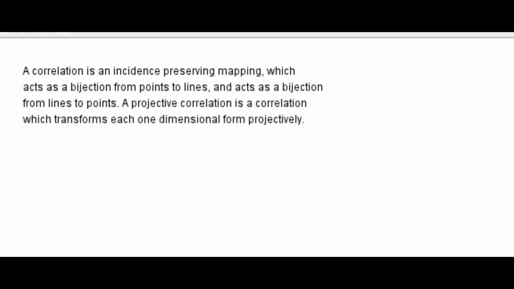So such a correlation is going to preserve incidence. That means it'll have to change ranges into pencils, pencils into ranges, quadrangles into quadrilaterals, quadrilaterals into quadrangles, etc. And so it's clearly going to be a dual kind of concept. The dual of a correlation is a correlation. The inverse of a correlation is a correlation. Also, note that the product of two correlations, that's the thing you get if you do one correlation after another, is going to be a collineation.